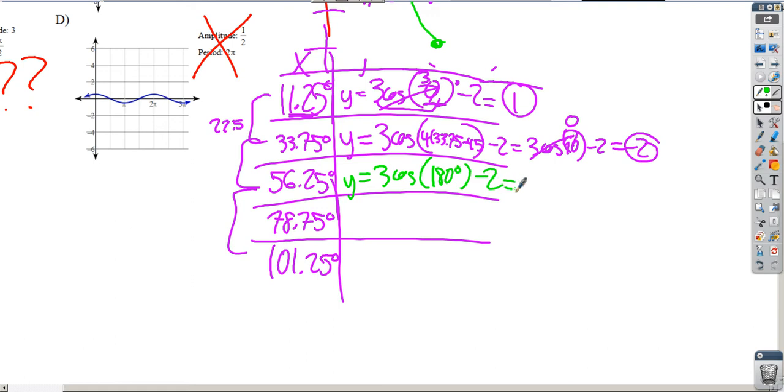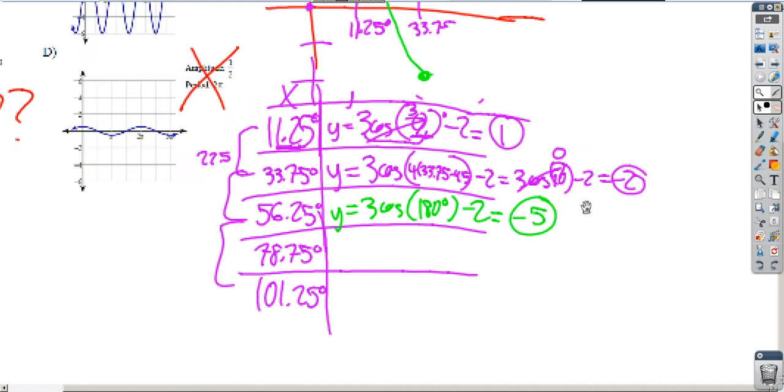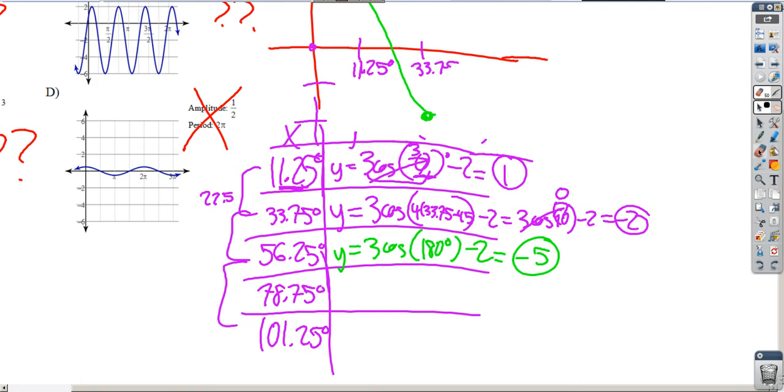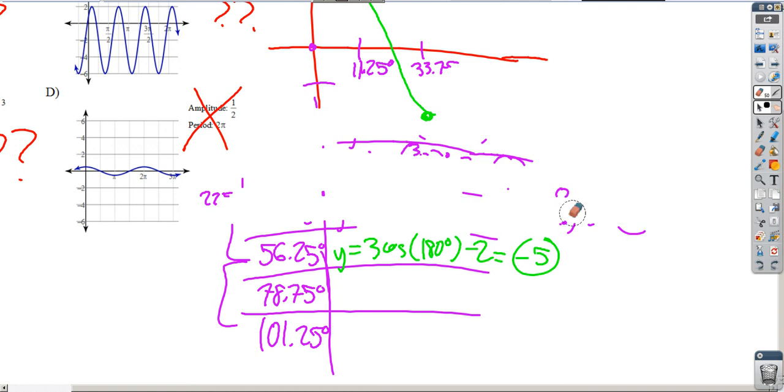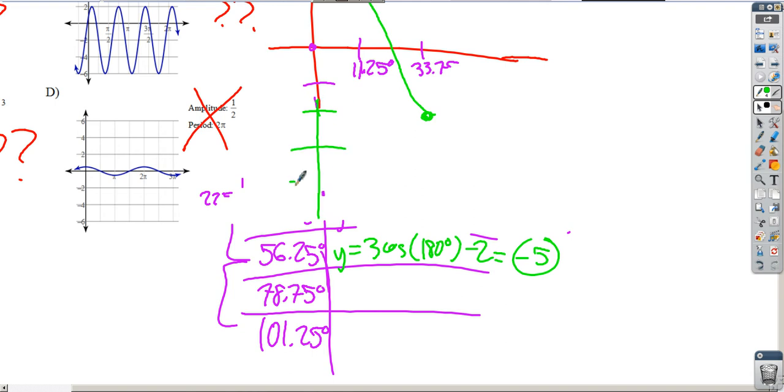Cosine of 180 is going to be negative 1. 3 times negative 1 is negative 3, minus 2 gives us negative 5. Okay, so now, I definitely didn't leave enough room, so I have to clear all this stuff off here so you can fit this. Okay, so negative 5, here's negative 2, so we need negative 3, negative 4, negative 5, and there should be a point at 56.25, comma that number.